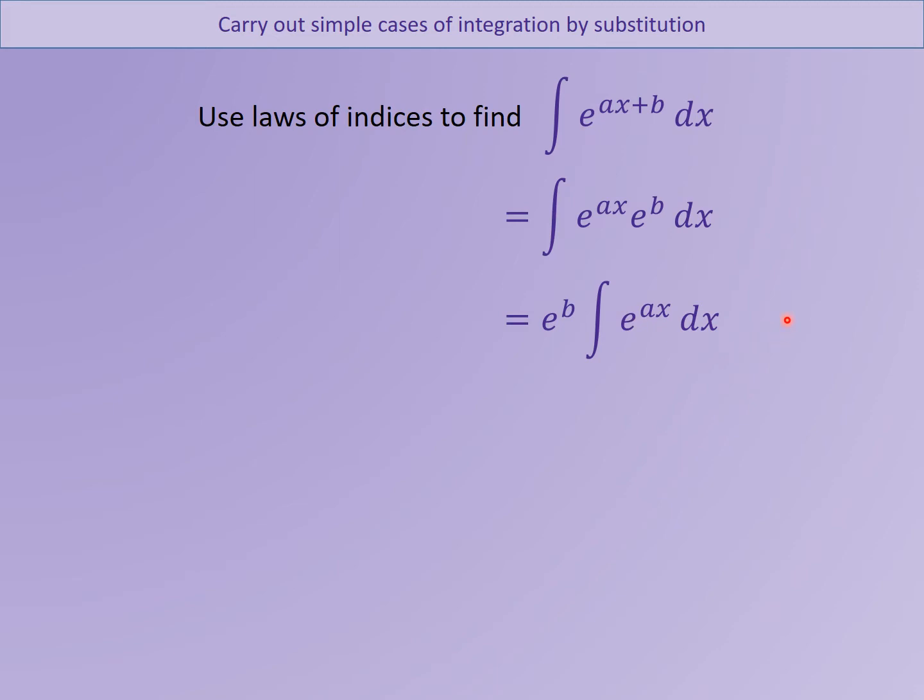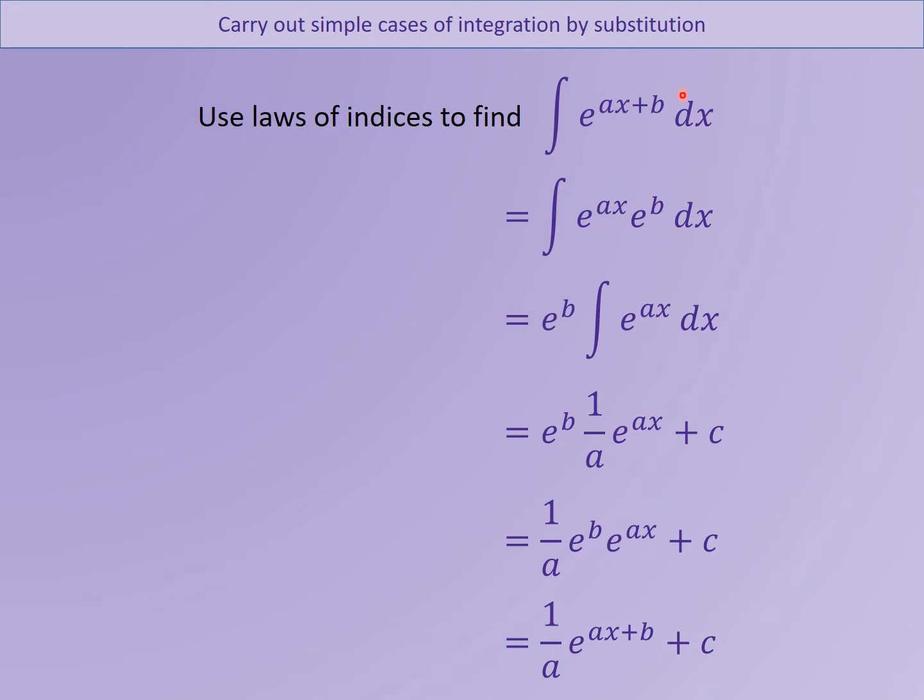Now from previous lesson, we know that if we integrate e to the ax, that means that we have e to the ax divided by a, or 1 over a e to the ax. Okay. Now I can neaten this up slightly. So what I've done there is just pulled the 1 over a to the very front. I've put the e to the b back next to that. And the reason for that is now I can use my laws of indices again and put these back together to end up with this answer.